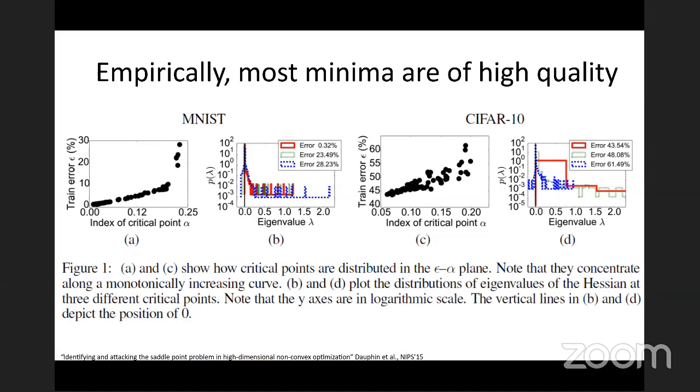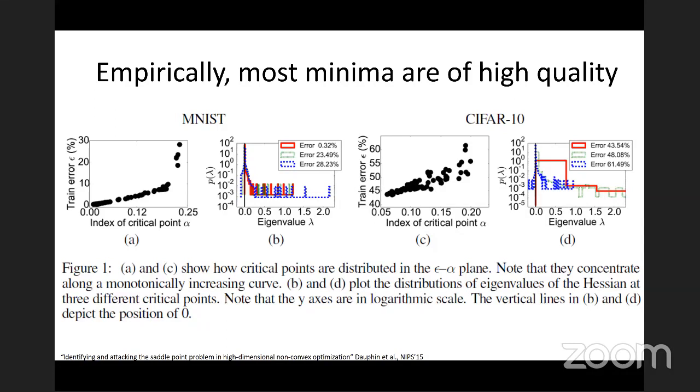What they have shown is that if you get stuck in a critical point, what is a critical point? Where your gradient is zero, and you look at the index of the critical point. What is the index of the critical point? How many eigenvalues of the Hessian, how many directions, are actually leading to a reduction in loss. How many of them have a negative eigenvalue? What percent of eigenvalues are negative?